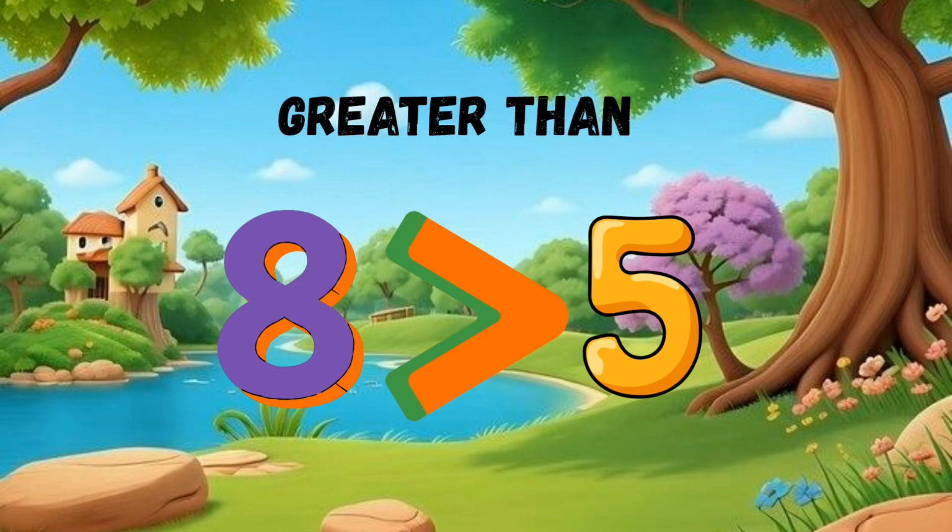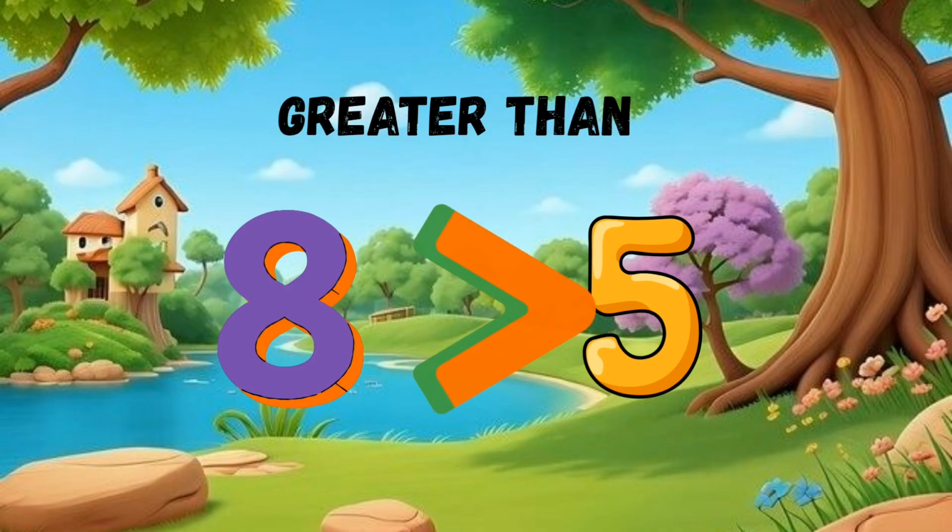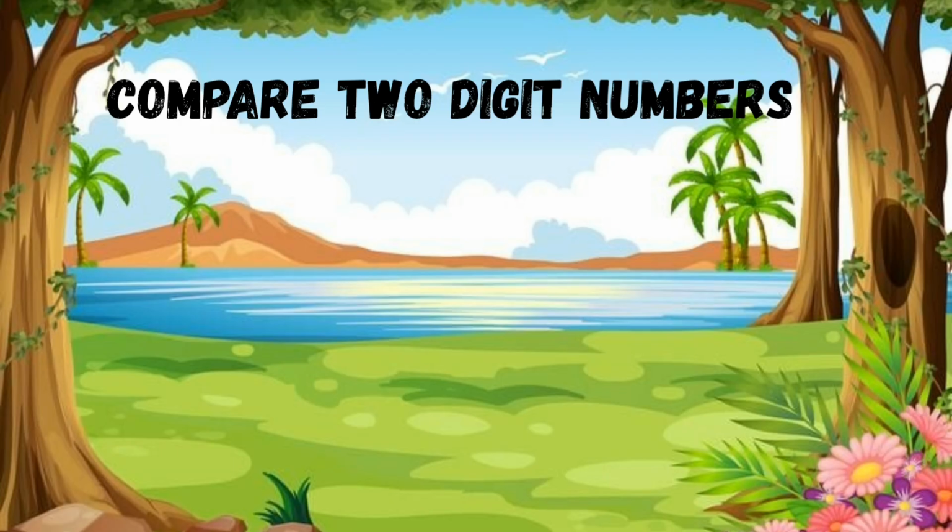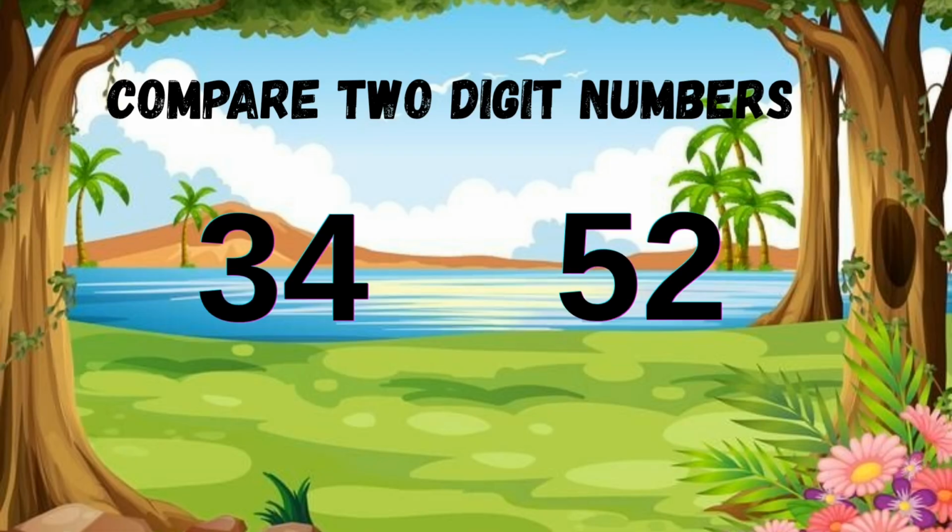Remember our rule. The crocodile's mouth always opens towards the greater number. The small pointed side always points to the smaller number. Now, we are going to compare two-digit numbers. Let's look at these numbers, 34 and 52. Which number is bigger? Think for a moment.